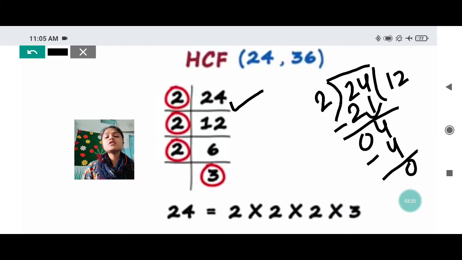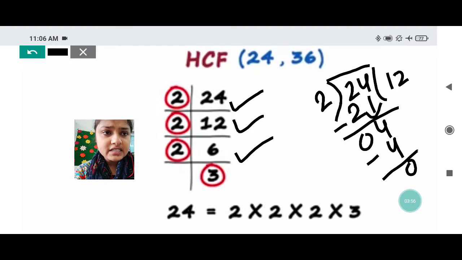Now the quotient which you are getting, that only you have to write downside just below 24. Here we write the quotient downside, and we keep dividing until at last we get 1. Till that time we will continue dividing, until the last quotient gives 1.